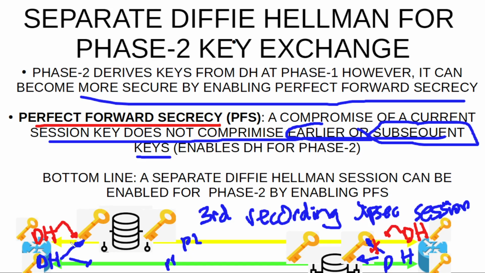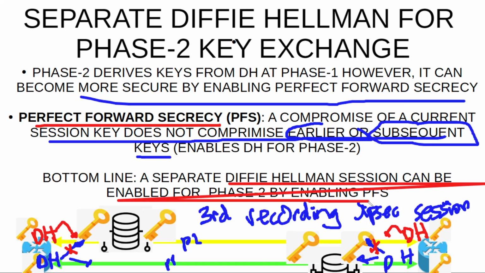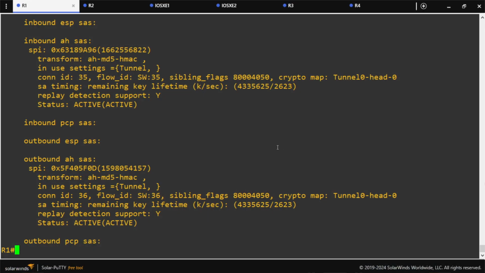So if the keys for the Diffie-Hellman that is running on phase 1 are compromised, we are going to be using a different key material coming from the Diffie-Hellman that is running for phase 2. So the bottom line here is that a separate Diffie-Hellman session can be enabled for phase 2 when enabling perfect forward secrecy.